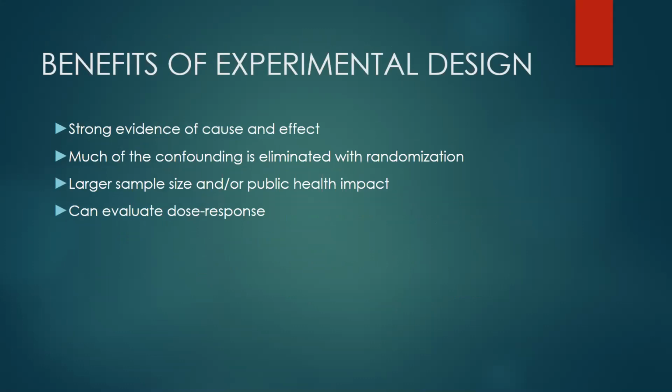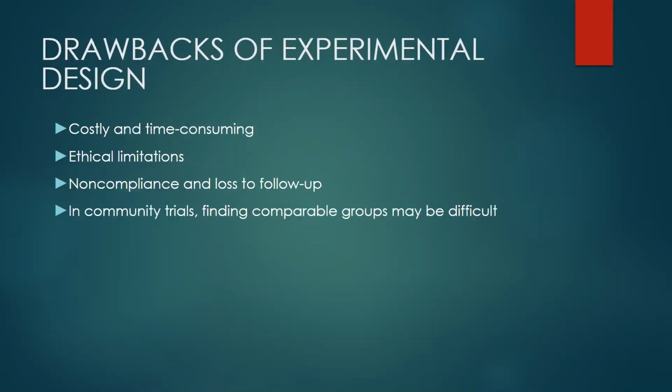Again, experimental studies give us strong evidence of cause and effect when designed well and when the measurements are good. Largely this is because we can limit some of the confounding by the randomization process. They also allow us to potentially evaluate a dose response, which we'll come back to when we talk more about causal inference. You can give people different levels and see how those translate to differences in outcomes. The drawbacks are that they can be really hard to recruit people for, and they are generally pretty time consuming and costly. As I said before, we may not ethically be able to do them in every case.